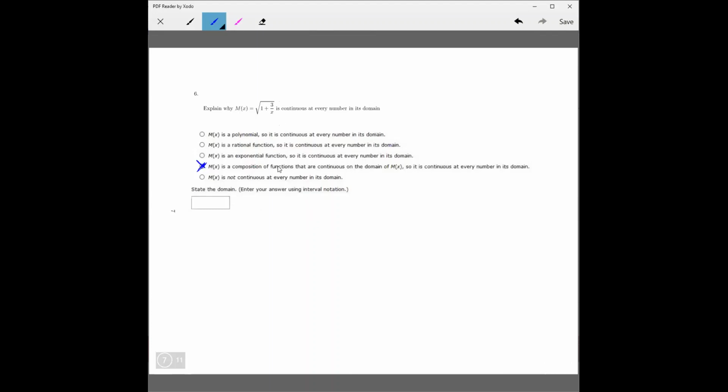First of all, you can't have a 0 in the denominator. That's because of 3 over x. Whatever is in this denominator can't be 0. So you're going to have to exclude 0 from the domain. That's first of all. Second of all, this 1 plus 3 over x has to be greater than or equal to 0. It can't be negative because then we're taking the square root.